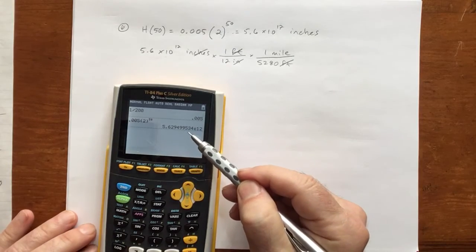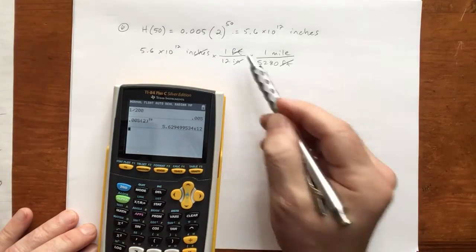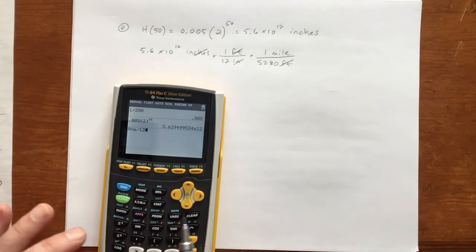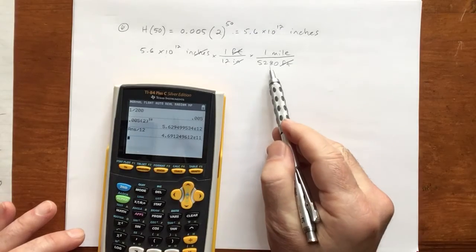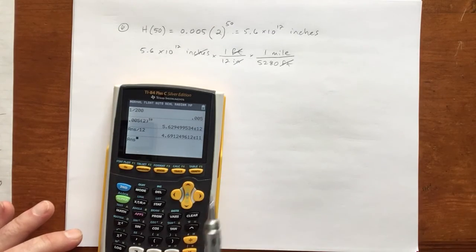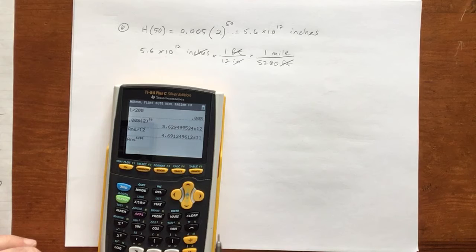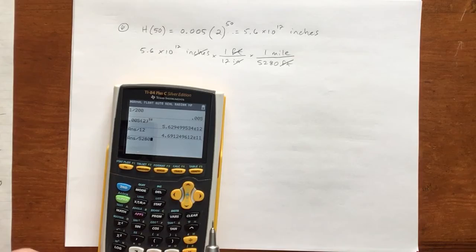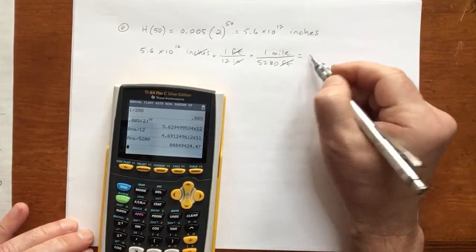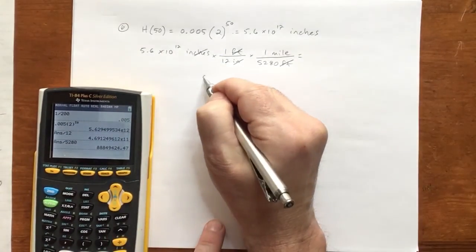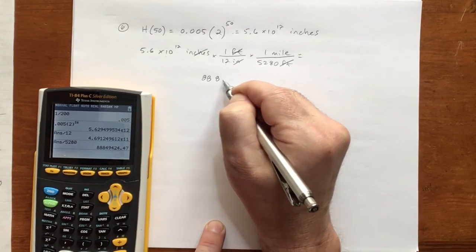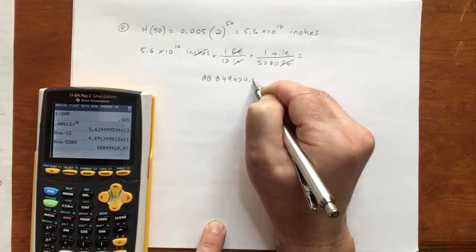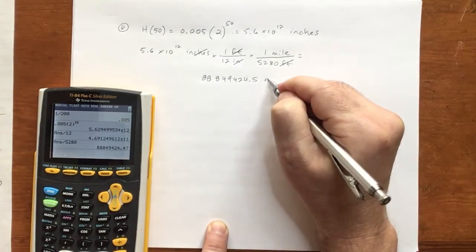So I have this number already in my calculator. So I would multiply by 1, then divide that by 12. I could hit enter. Divide it again by 5280. Whoops, I didn't hit that correctly. I'm going to divide that again by 5280. And I get a huge number again. 8,884,942.5 about. That's in miles.